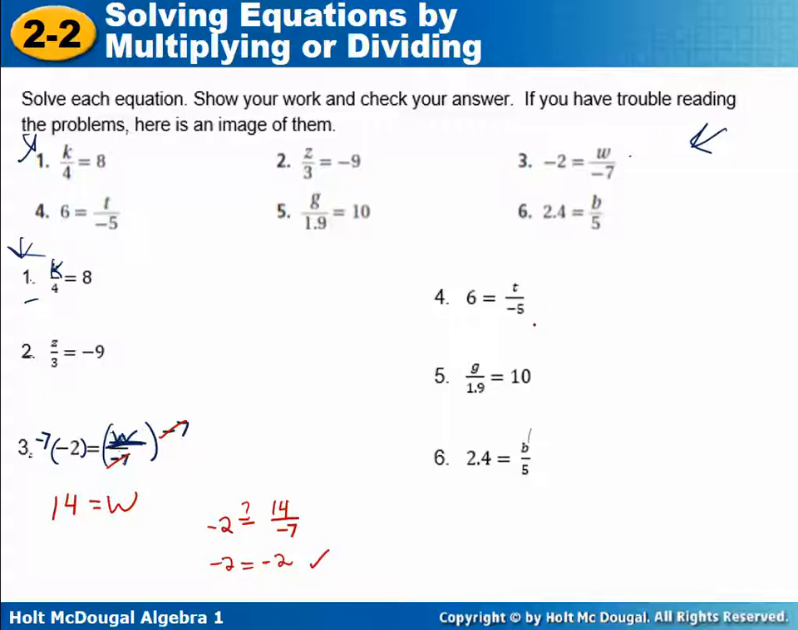So each of these problems will be solved by multiplying both sides by what the variable is being divided by. So in number 5, g is being divided by 1.9, so you need to multiply both sides by 1.9. And then this will cancel, and you'll get g equals, and then you find out what 10 times 1.9 is. So remember, it's a little bit trickier to show your work on these kinds of problems because you're just multiplying both sides by the same number, but try to put it in there somewhere.